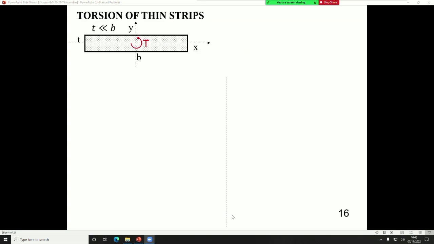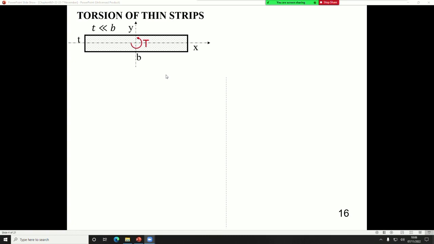So I start with the torsion of a thin strip subject to torque. When you say a thin strip, it means the thickness in comparison with the length of the strip is quite small. At the moment, you're looking at the cross-section of the strip, very similar to this one. I have given it a thickness, but it's actually very, very thin. So say the thickness is 1 millimeter and the width is 50 millimeters.